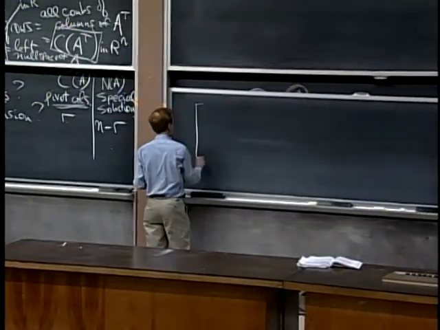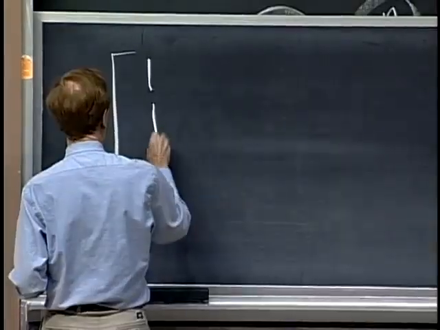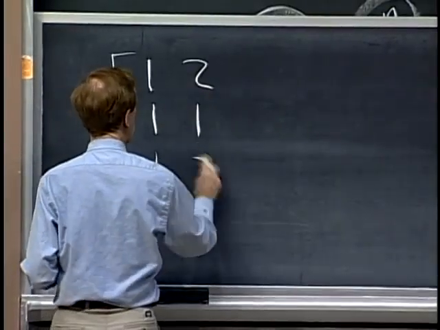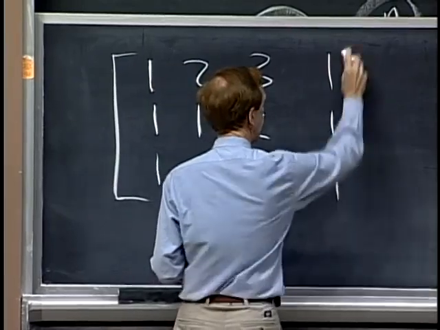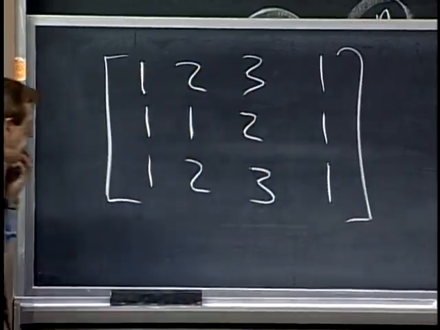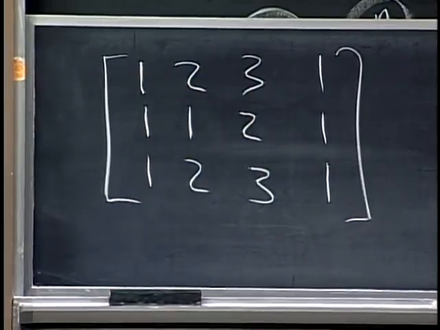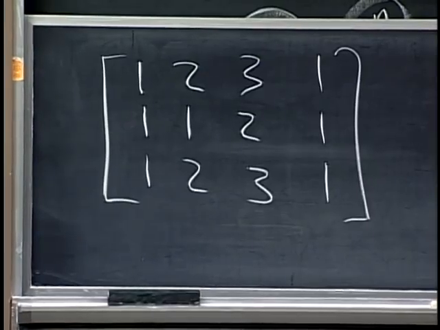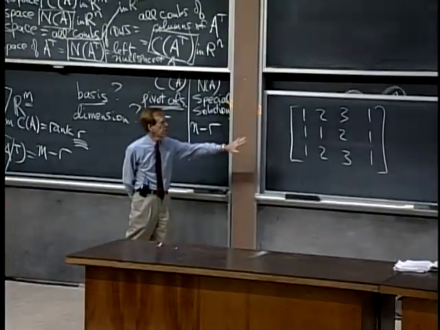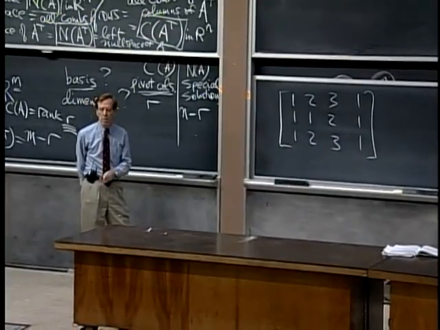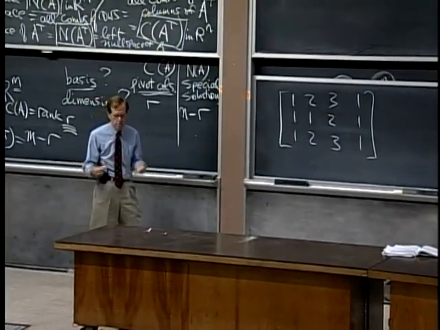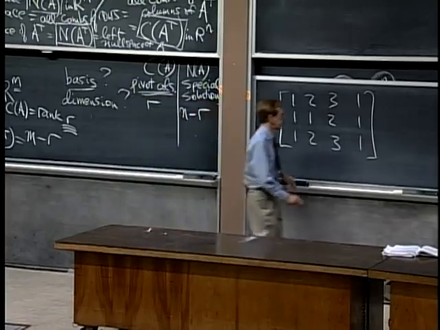Maybe we had this matrix in the last lecture. 1, 1, 1, 2, 1, 2, 3, 2, 3, 1, 1, 1. Okay. That matrix was so easy, we spotted its pivot columns, 1 and 2, without actually doing row reduction. But now let's do the job properly.